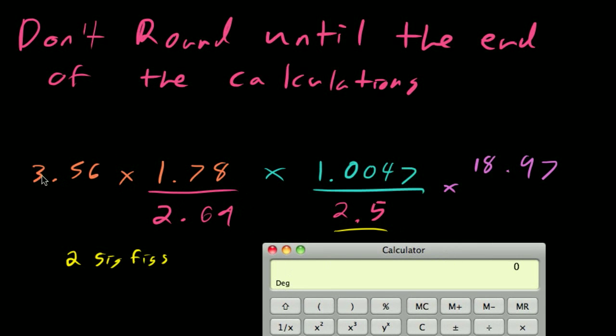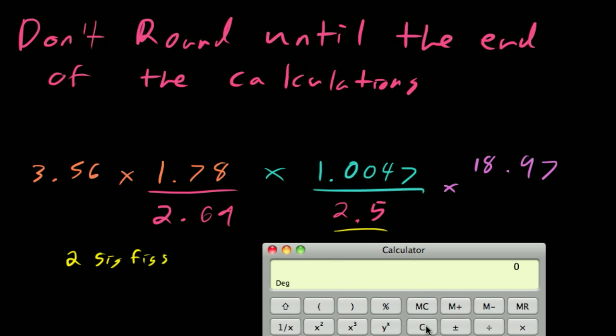Let's go through, I'm going to do this the right way first. I'm just going to multiply all of these and divide by all of these first. I'm going to do all of this calculation and then do my rounding. And that's going to give me the right answer, because that's the right way to do it. I'm not rounding until the end of the calculation.